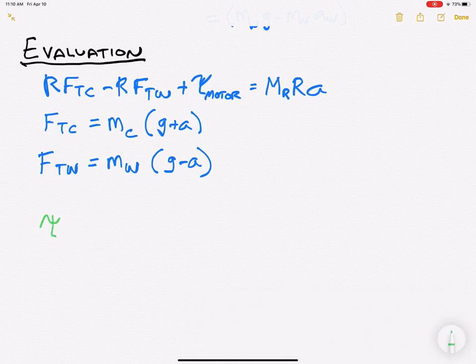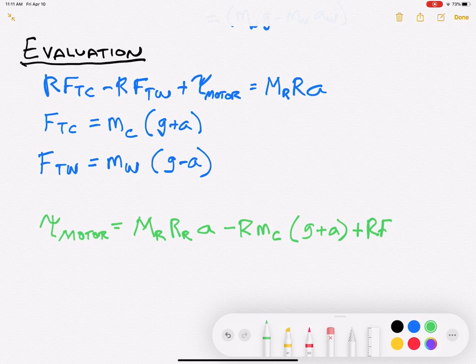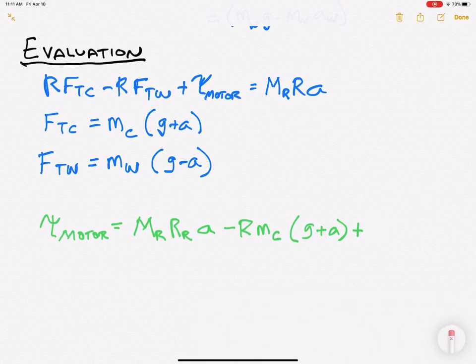So the torque on the motor is just equal to the mass of the ring, the radius of the ring, and the acceleration, which we know, minus R FTC, so R mass of the car, G plus R acceleration, then plus capital R, the force from the weight, which we'll do the same simplification for and get R mass of the weight, G minus the acceleration.